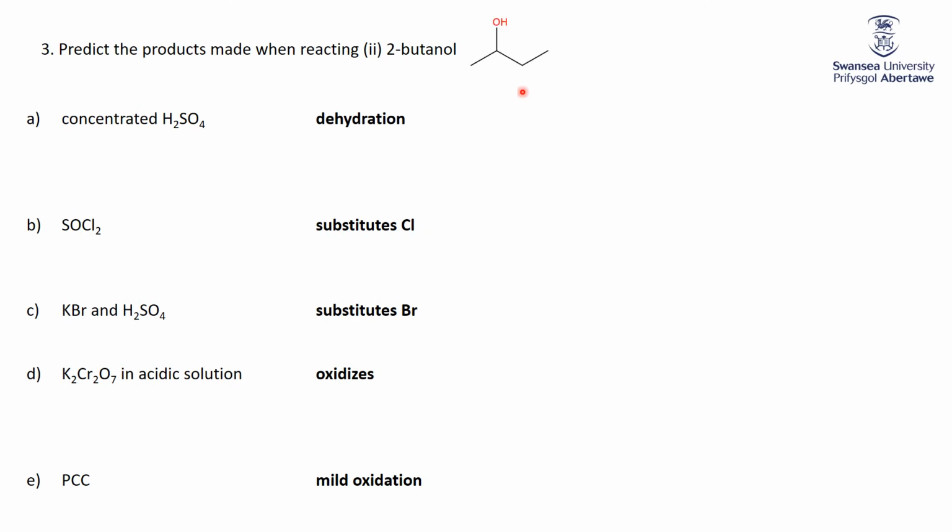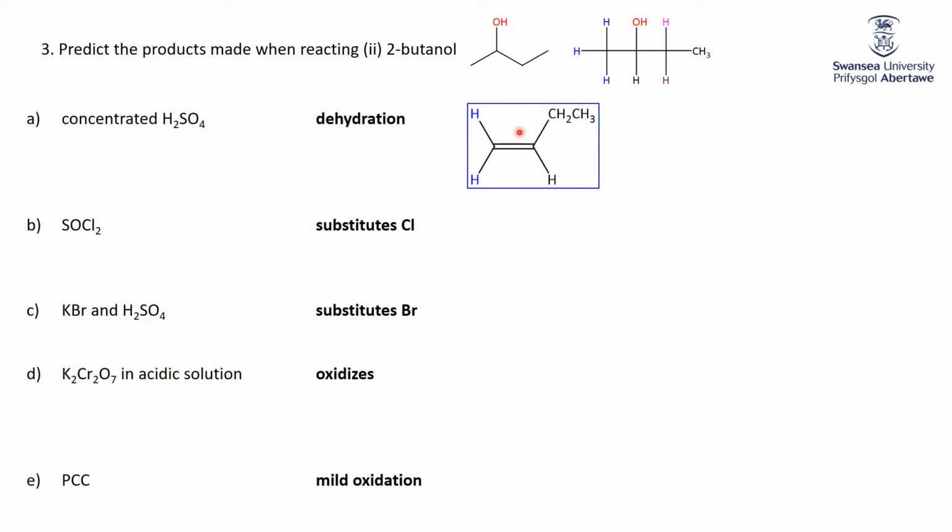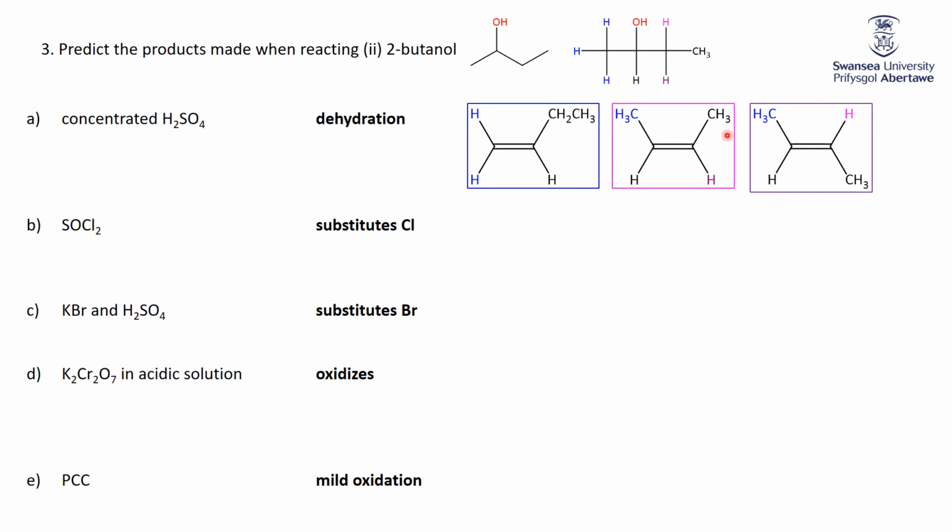2-butanol, so now we have a secondary alcohol that we'll have to think about. Dehydration, concentrated H2SO4. Well, we're going to remove this OH, but then we actually have 1 hydrogen there, or 2 hydrogens, or 3 hydrogens that we can remove. So if we remove one of the blue hydrogens, then we'll make this, which is just simply but-1-ene. If we now remove either the pink or the purple one, then we will make either the Z-but-2-ene or the E-but-2-ene, depending upon which one you remove.